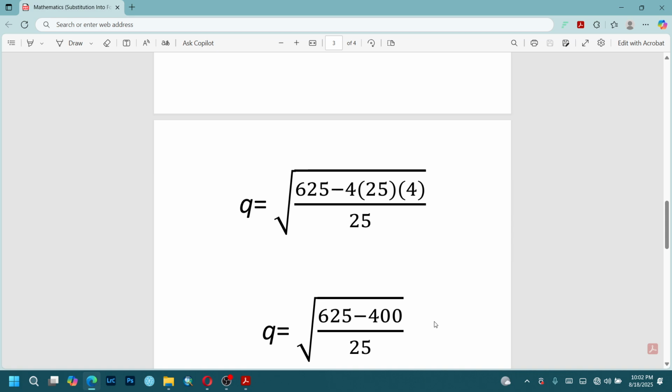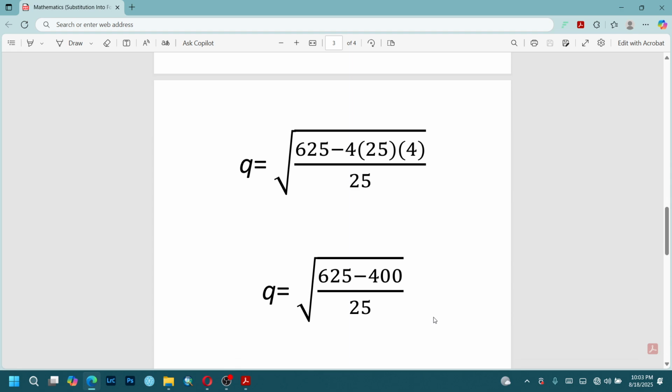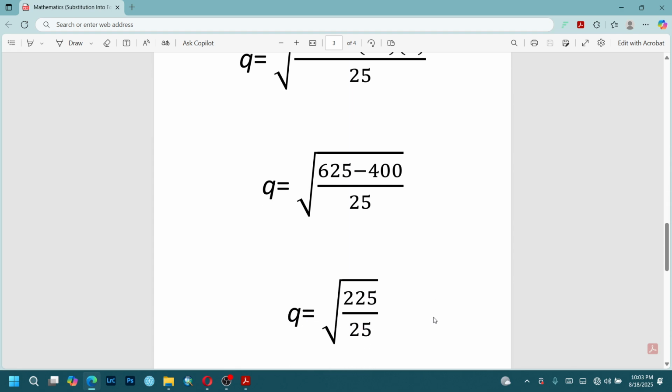So our Q is going to be the square root of the fraction 625 minus 400. Okay, 4 times 25 will give you 100, right? And the 100 times 4 will give you 400. So that's how come we had the 400, right? Simplifying further, we are going to have our Q to be the square root of 225 over 25, because 625 minus 400 will give you 225.